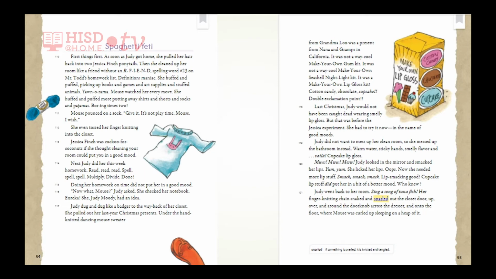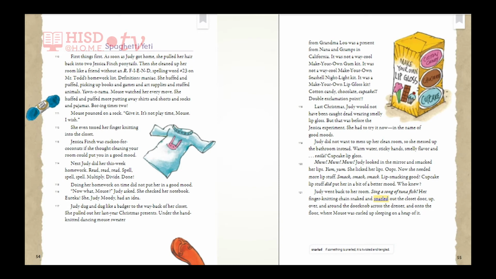Under the hand-knitted dancing mouse sweater from Grandma Lou was a present from Nana and Grandpa in California. It was a not way cool make your own gum kit. It was not a way cool make your own seashell nightlight kit. It was a make your own lip gloss kit. Cotton candy, chocolate, cupcake, double exclamation point. Last Christmas, Judy would not have been caught dead wearing smelly lip gloss, but that was before the Jessica experiment. She had to try it now in the name of good moods.